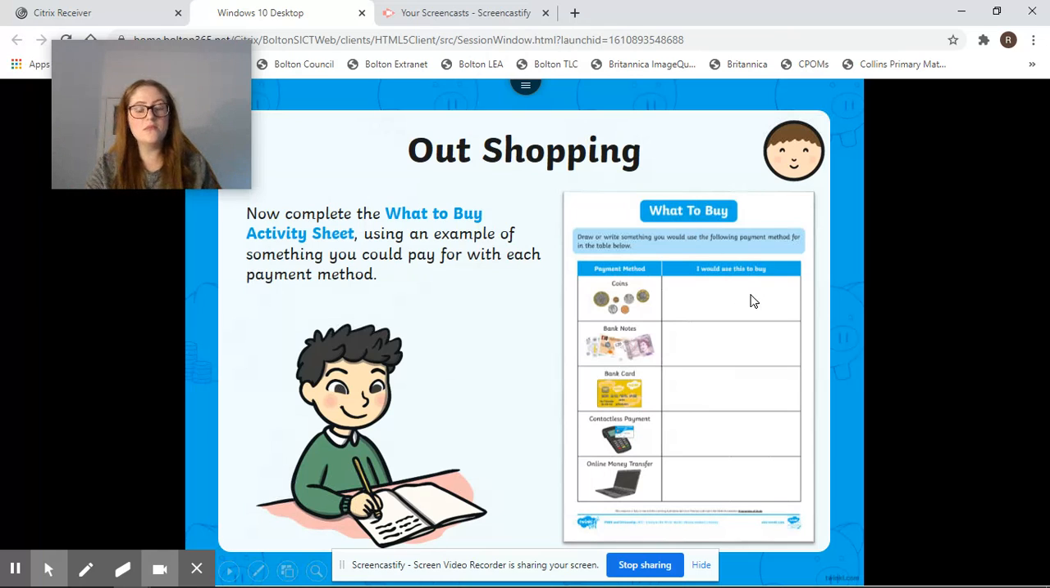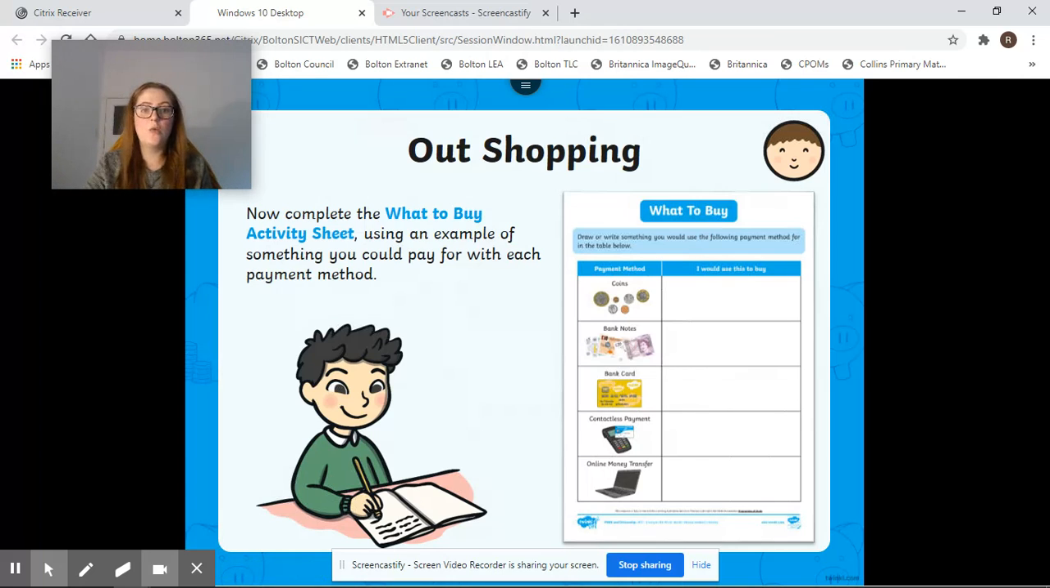So remember, if it's something small and doesn't cost a lot of money, you'd probably use the coins for it. If it's a little bit more expensive, you might use some notes. If it's even more expensive, you might use the card or the contactless payment. So remember, if it's under £45, you can use that quick contactless. And anything which is like a bill, or paying a bill for something like a phone bill, might be that transfer. Remember, where you log on your bank account and you send money from one account all the way to another.